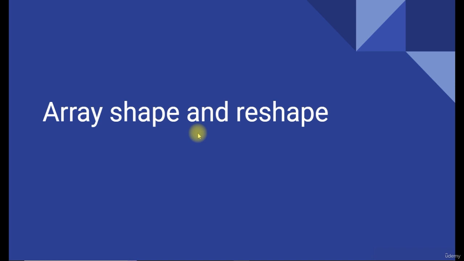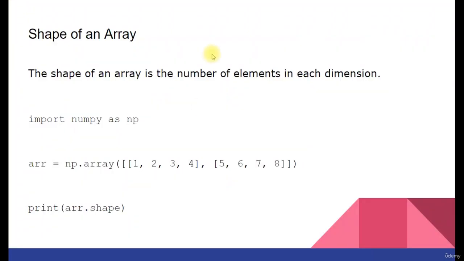In this video, we'll understand about the shape of a NumPy array and how we can reshape a NumPy array. So let's get started. First of all, let us understand about the shape of an array. The shape of an array is the number of elements that are present in each dimension. Let us understand that with the example of the code given over here.